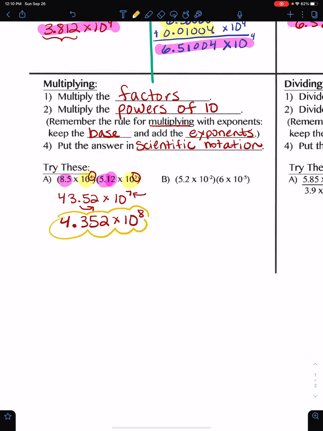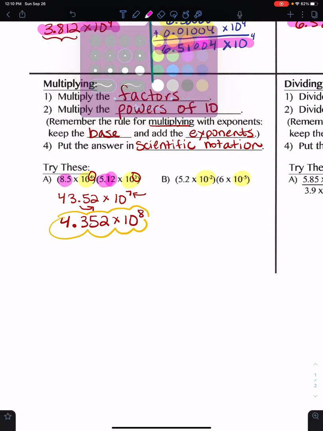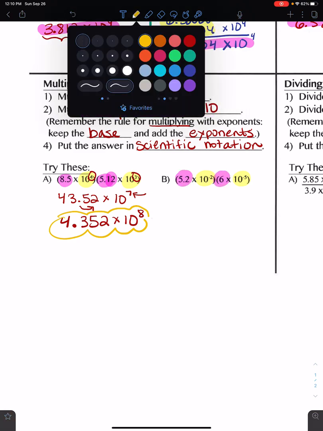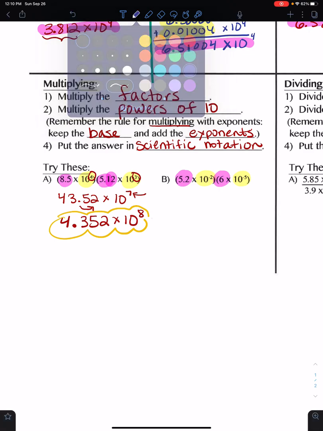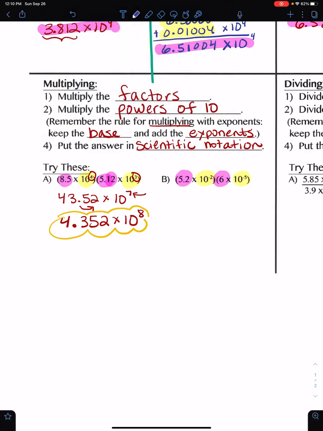All right, let's try another multiplying one. We're going to multiply the factors, and then we're going to multiply the powers of 10 and make sure that our answer is in scientific notation. So 5.2 times 6 is 31.2, and then I'm going to add -2 and -5 to get -7.